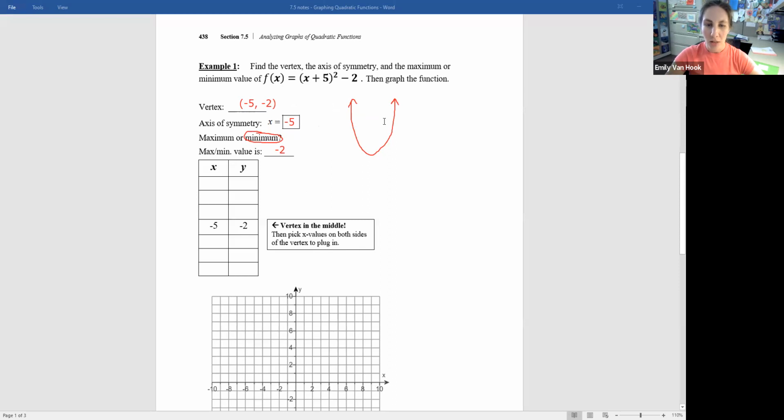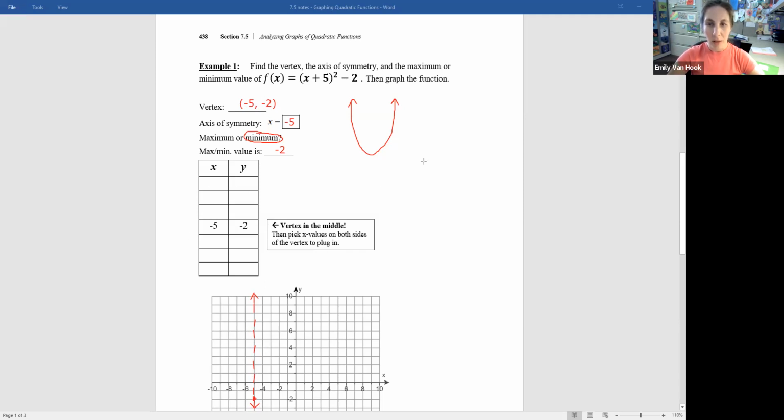So what we can do is at least plot the vertex, (negative 5, negative 2), plotting that down here on the graph. And now we need some more points. If you want to now sketch the axis of symmetry, I'm going to do a little dashed line again. It's my vertical line. I'm trying to make it straight. Not really. So it's a vertical line going through the vertex. Notice that it's crossing the x-axis at negative 5, the same x value as the vertex.